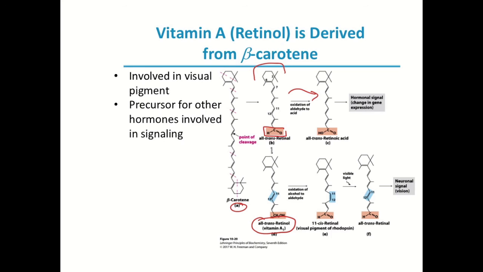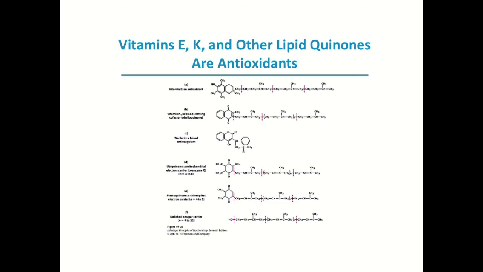The all-trans retinol can be oxidized to the cis-aldehyde, which is the visual pigment of rhodopsin. When that's exposed to visible light, the double bond highlighted in blue converts to the trans double bond, which forces a change in the shape of the entire rhodopsin molecule. And this transformation in the rod cell of the vertebrate retina sends an electrical signal to the brain that is the basis of visual transduction.